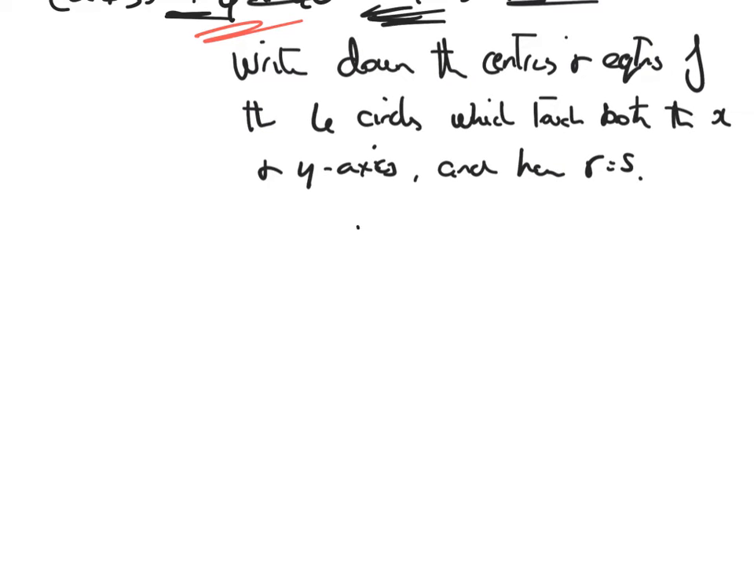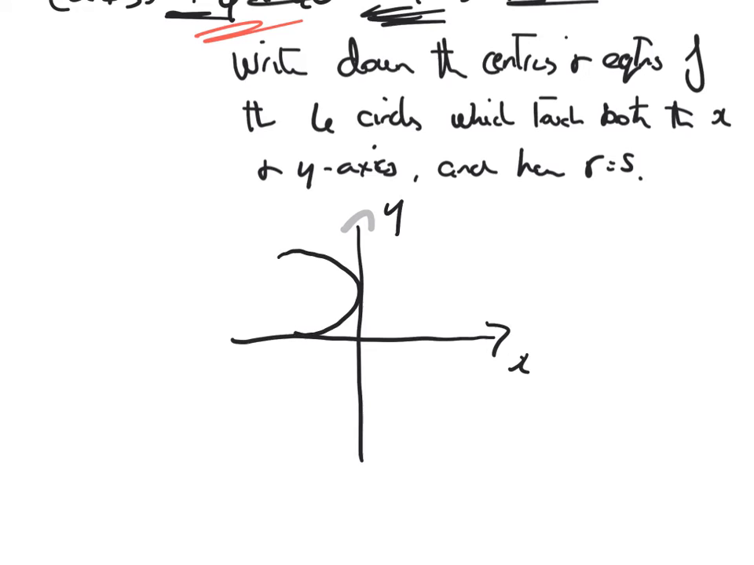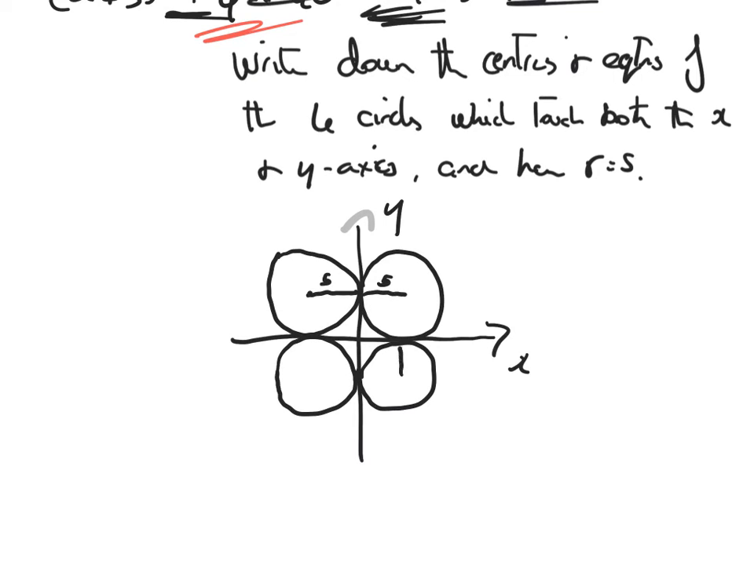Okay, so let's get an xy coordinate diagram. 4 circles, each touch the x and y axis and have a radius of 5. So if they touch, that means it's tangency. So there's one, second one, third one, and the fourth one. What I also know is each has a radius of 5.